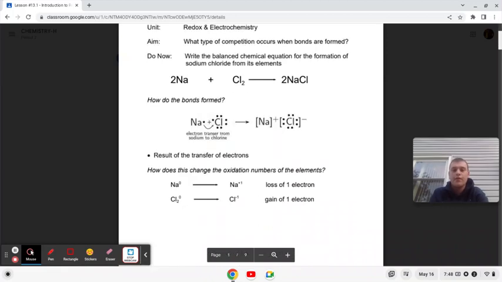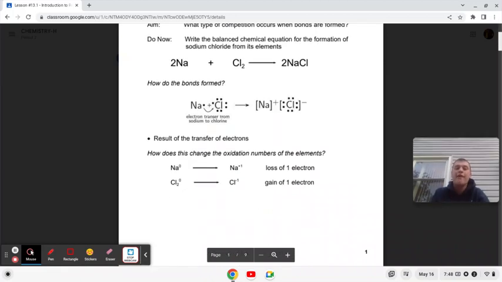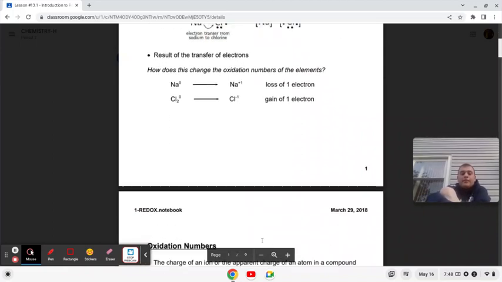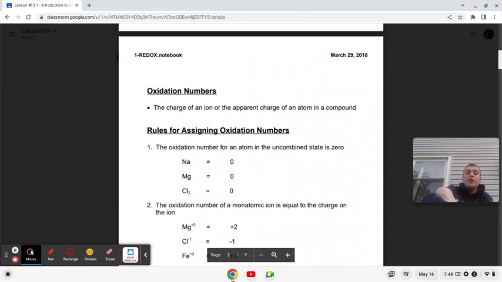So, when you have the transfer of electrons between sodium and chlorine to make sodium chloride, you have a loss of one electron in the sodium and a gain of one electron in the chlorine. So the oxidation numbers show the charge of an ion or the apparent charge of an atom in a compound.